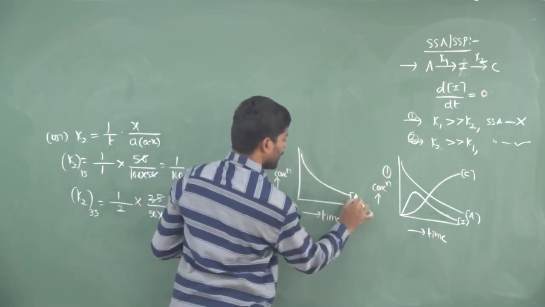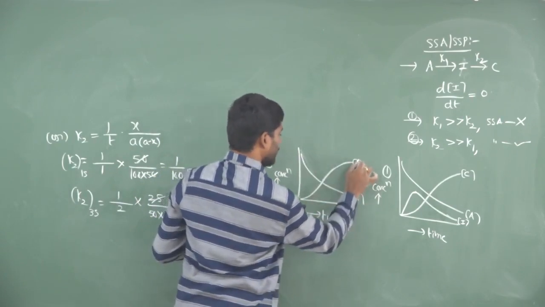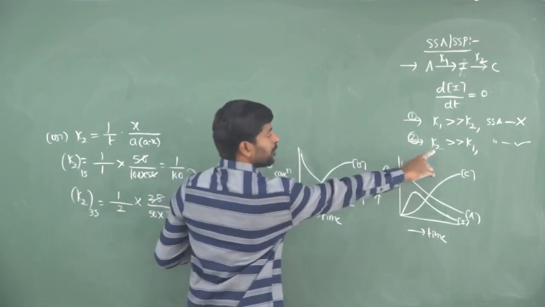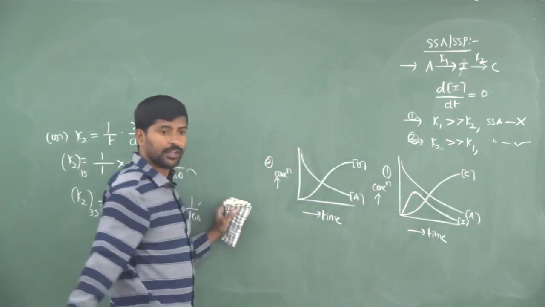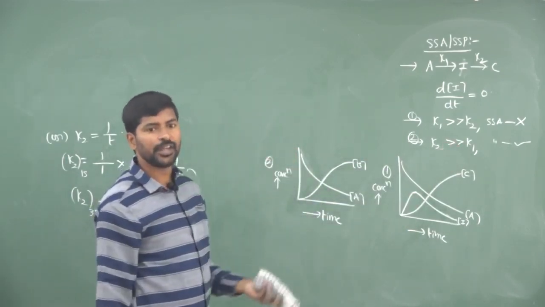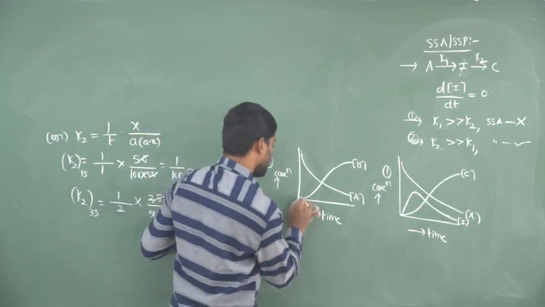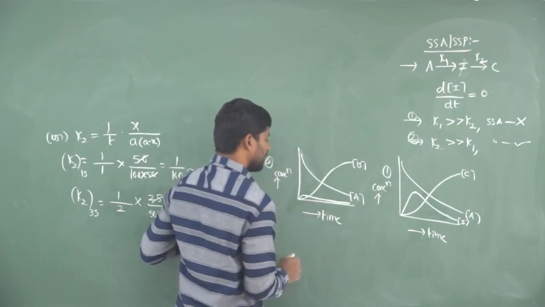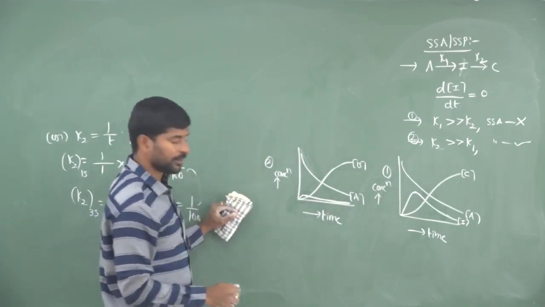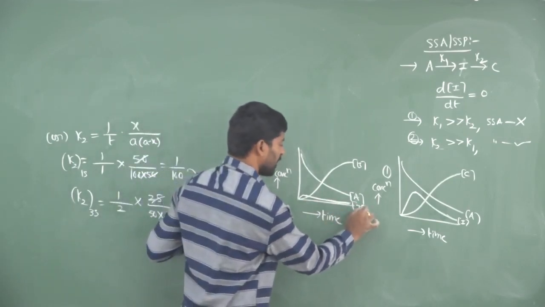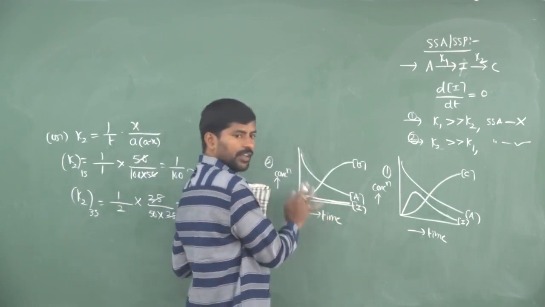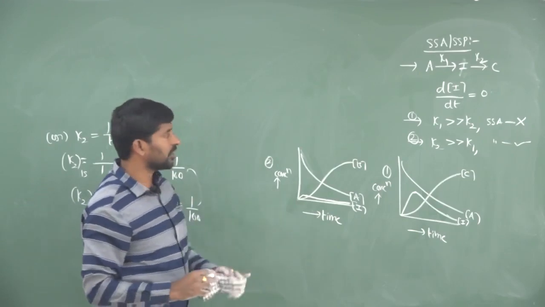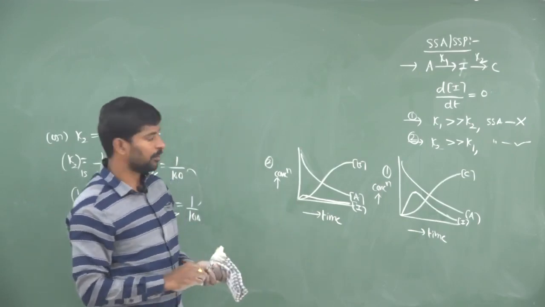Concentration of A, concentration of B. Now K2 is many times greater than K1. As fast as I is formed, it will be consumed. So its concentration may change like this. Is the concentration of I almost maintained constant or not? Yes, almost maintained constant. In such a case, steady state approximation is applicable. Okay.